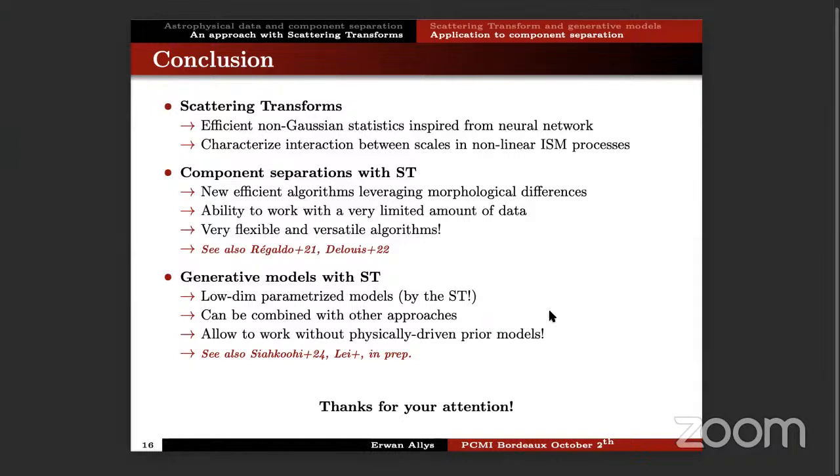So we apply it to different things. You can use ancillary data if you want, and so on. And also, you have this kind of generative model with scattering transforms. So they are low-dimensional parameterized models, and they can be combined with other approaches. If you have a machine learning algorithm and you need some generative model which is parameterized, even if you don't have a specifically physically driven prior model, you can use this algorithm. And there is some work to do that, which worked quite well. So we'll continue to work on that.